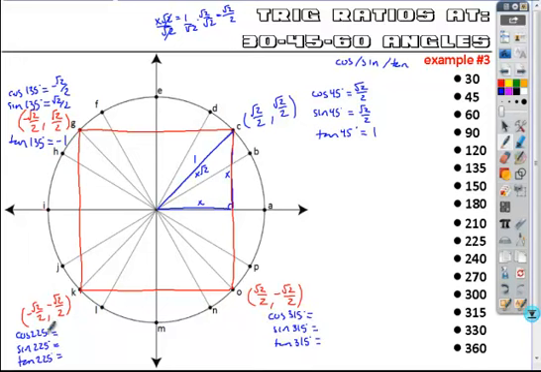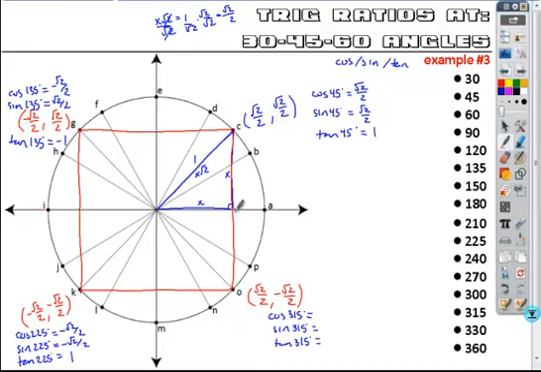At 225, the cosine was negative root 2 over 2. The sine was also negative root 2 over 2. And the tangent, two values exactly the same. The negatives cancel out, so it's a positive 1.